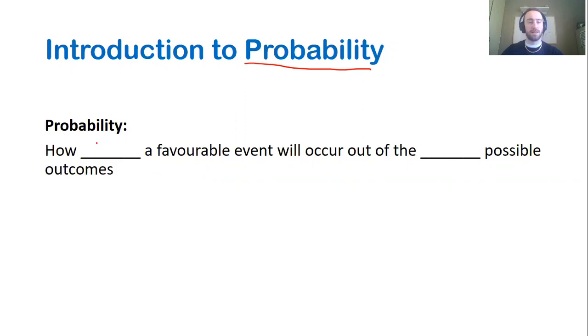So probability is how likely a favorable event will occur out of the total possible outcomes. This is a definition we want to engrave in our memory, because all probability questions are going to be about this definition. It is the key concept that we're going to take with us through the entire unit of probability. So again, how likely a favorable event will occur out of the total possible outcomes.